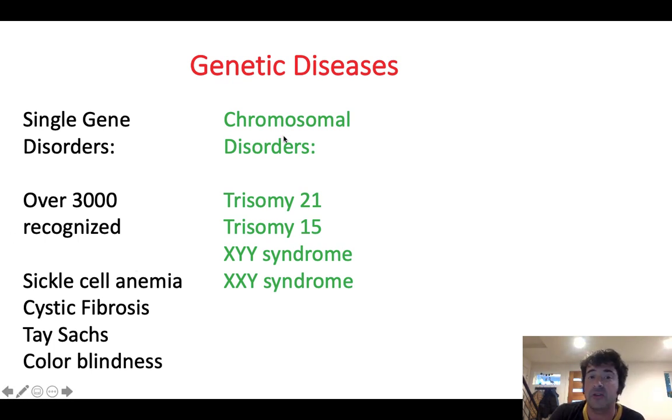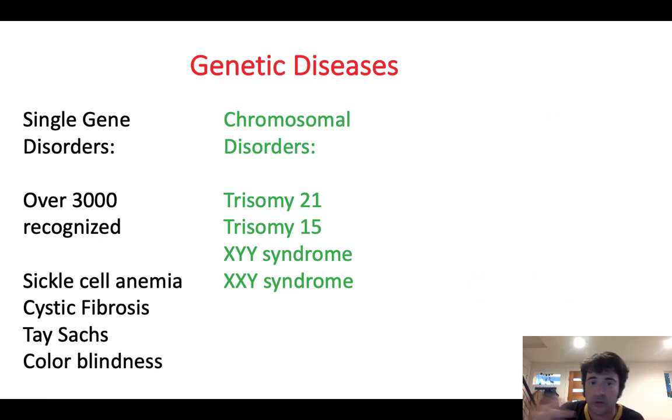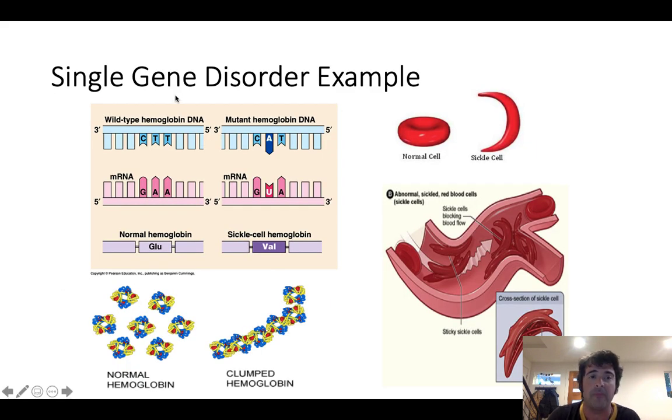You have genetic diseases in which chromosomes, right, don't undergo a process called separation, and you get what are called disjunction or non-disjunction events. So you have chromosomal abnormalities or disorders, and then you have your single gene disorders, your chromosomal disorders, which can be broken into sex-linked and non-sex linked. So let's see single gene disorders.